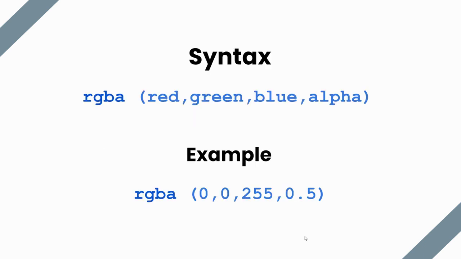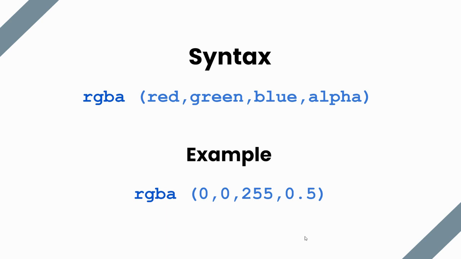Yeah, so here we have the syntax of the RGBA method, and it's quite similar to the RGB method. But like I said, the only difference is the alpha parameter we have here, which is used to determine how transparent the color will be, or to determine the opacity. So from the example here, we have the RGBA with the color code of 0, 0, 255, which would also yield a blue color.